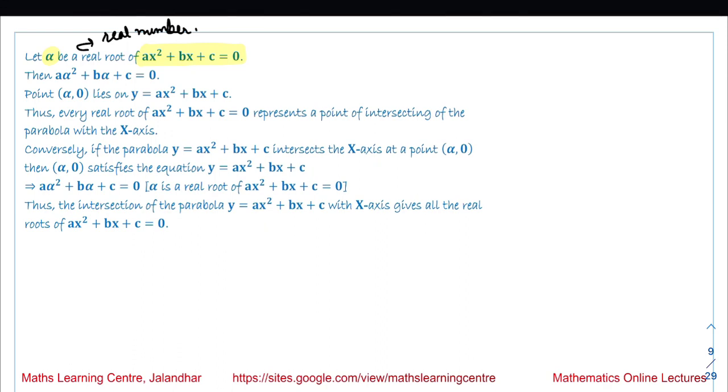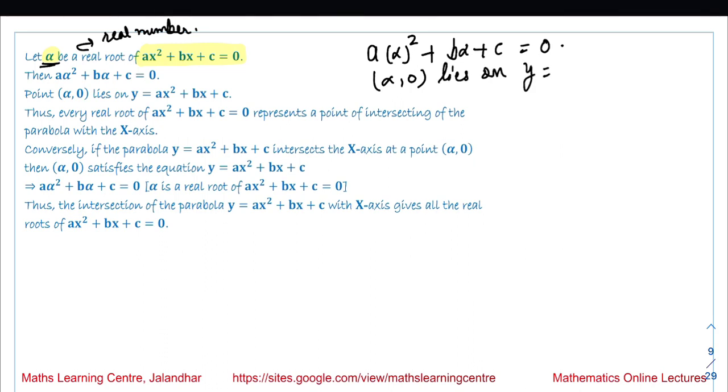So if alpha is the real root of this, it means alpha will satisfy this equation. So it is a alpha square plus b alpha plus c is equal to 0, and the point alpha comma 0 lies on y is equal to ax square plus bx plus c. What this means is that every real root of ax square plus bx plus c equal to 0 represents a point of intersection of the parabola with the x-axis.